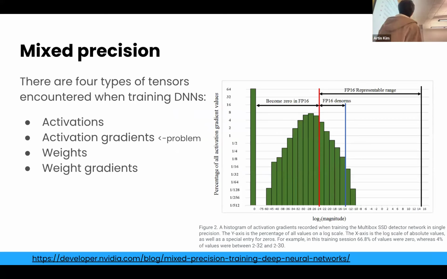The solution is mixed precision. If you look at the numbers stored in the computer when doing training, you have activations, activation gradients, weights, and weight gradients, right? These are the weights of the model. These are how the weights of the model change. These are the activations and aggregation and summing. And this is the gradient of that summing at those neurons.